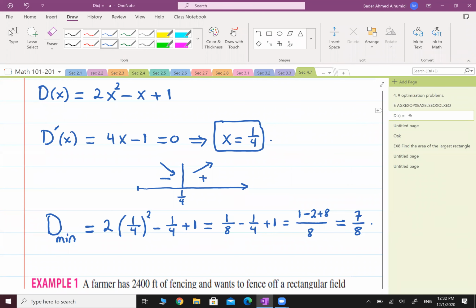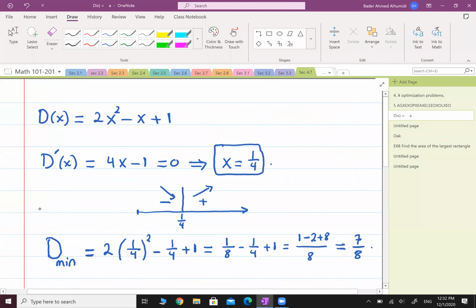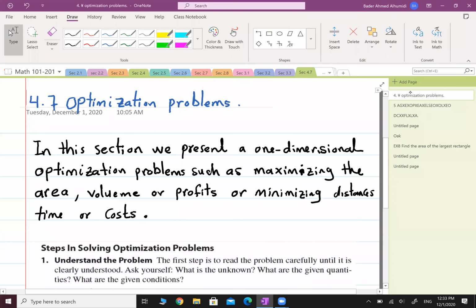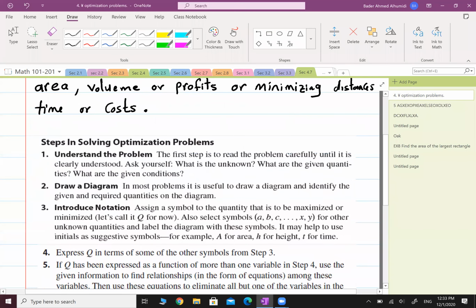Yes, any question, please? Yes, it's clear. But I have a question. I'm starting to find a pattern. The first thing we do is draw. The second thing we do is find the relation. And the third thing is to use the first derivative test.